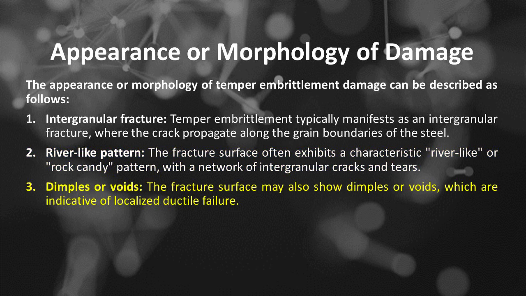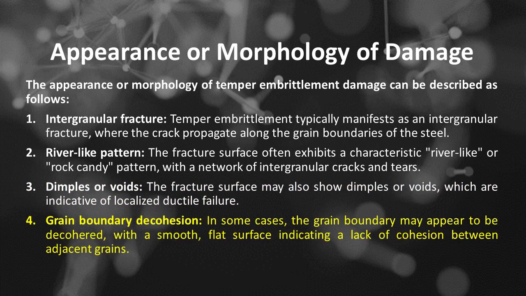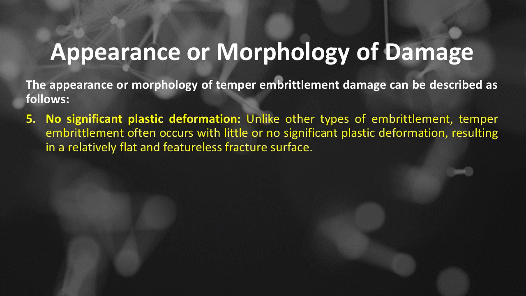Number 3 is dimples or voids. The fracture surface may also show dimples or voids, which are indicative of localized ductile failure. Number 4 is grain boundary decohesion. In some cases, the grain boundary may appear to be decohered, with a smooth, flat surface indicating a lack of cohesion between adjacent grains. Number 5 is no significant plastic deformation. Unlike other types of embrittlement, temper embrittlement often occurs with little or no significant plastic deformation, resulting in a relatively flat and featureless fracture surface.